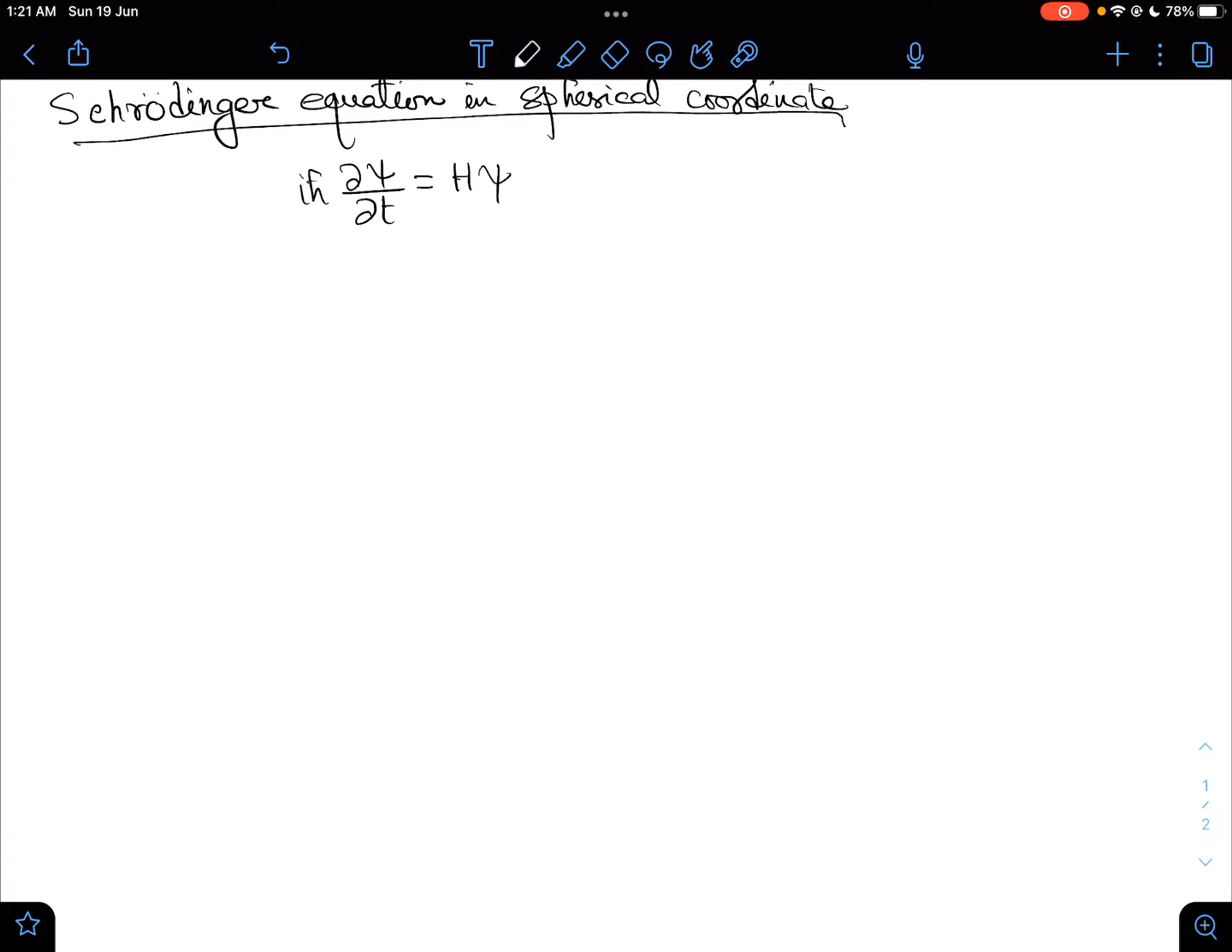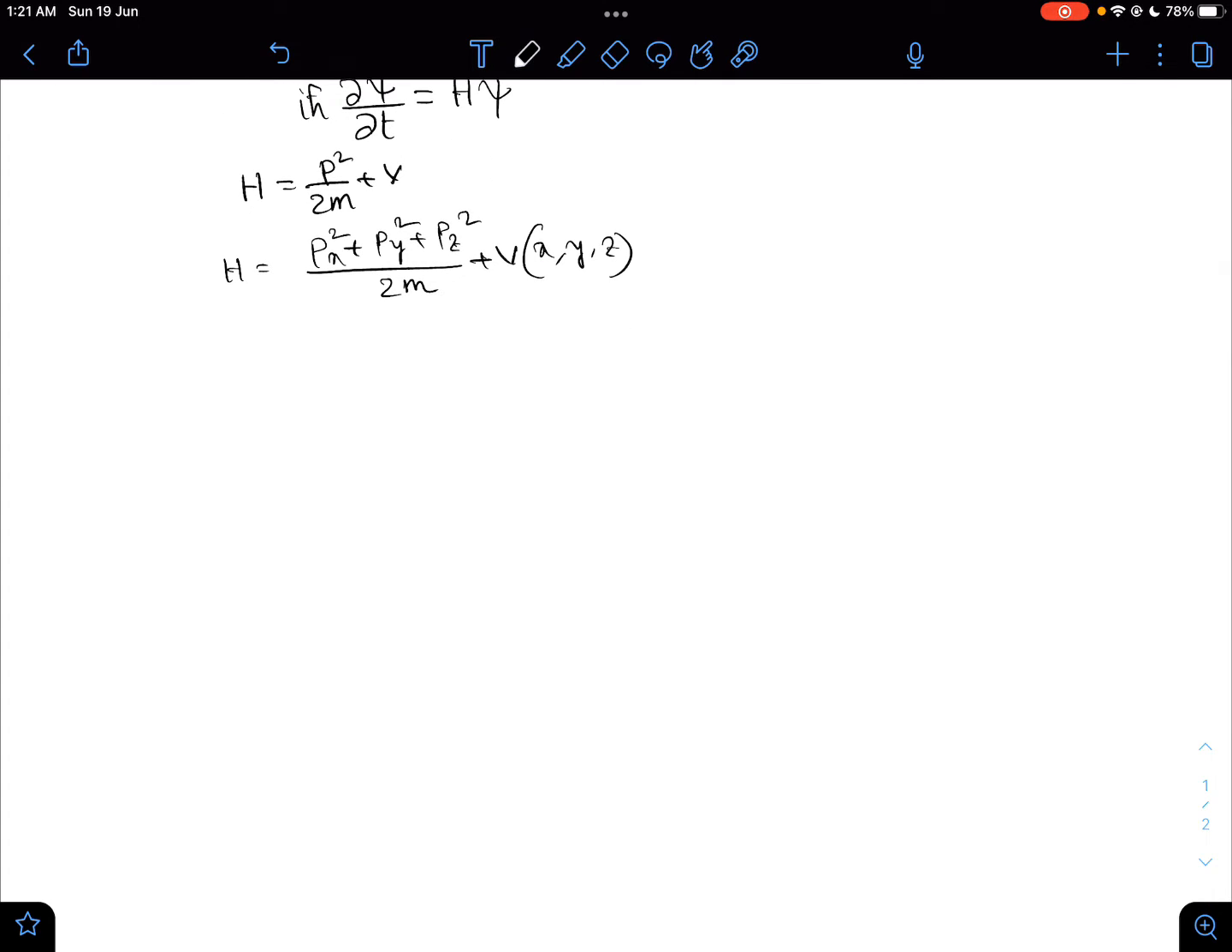Here we have our classical Hamiltonian operator. In the case of 1 dimension, it is just p squared by 2m plus our potential energy. But in the case of 3 dimensions, if it is in Cartesian coordinates, we have our Hamiltonian as px squared plus py squared plus pz squared by 2m, and we have a potential which depends on x, y, and z.